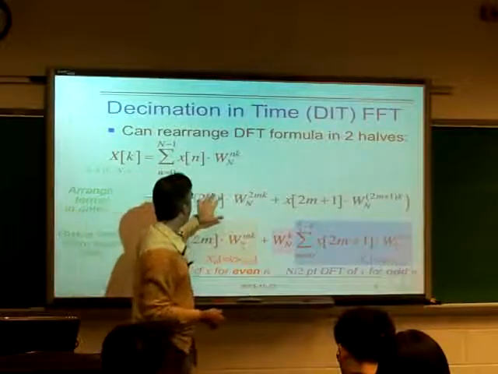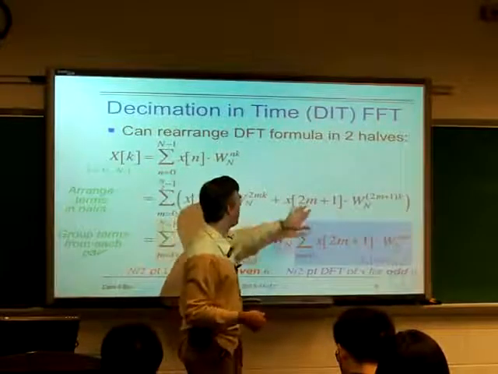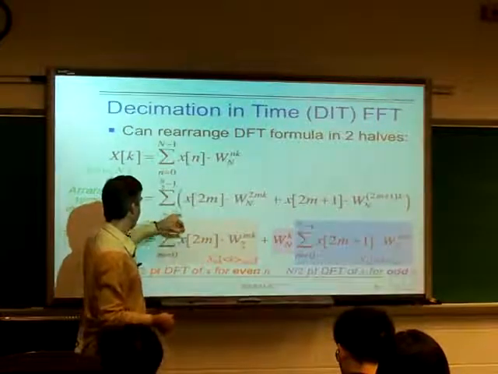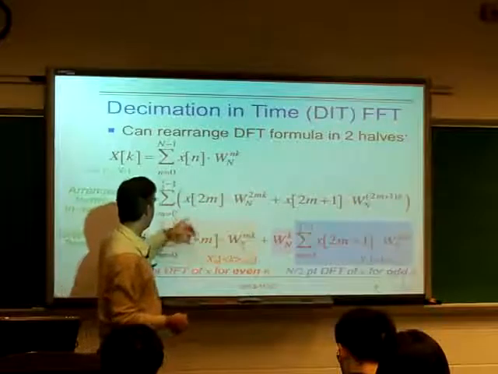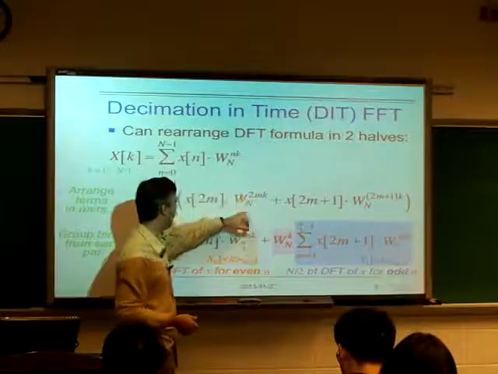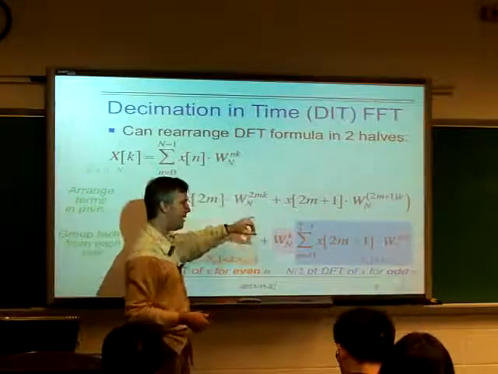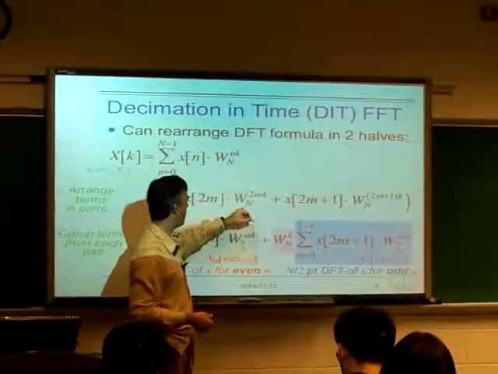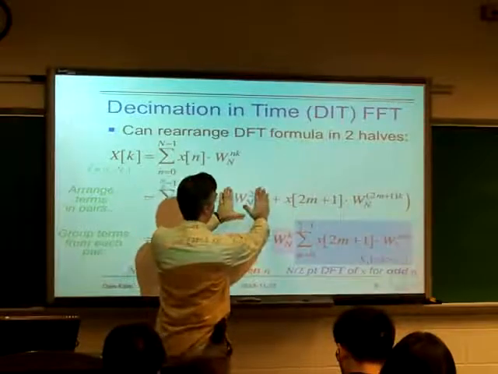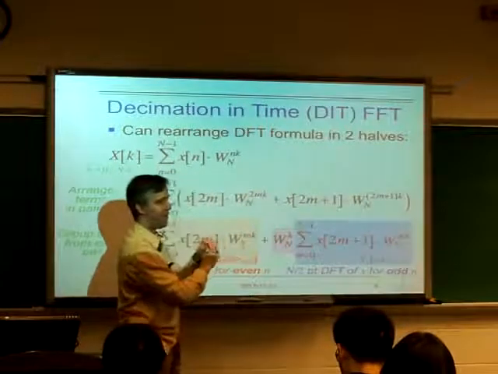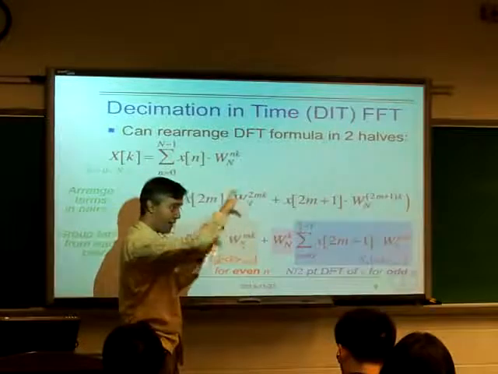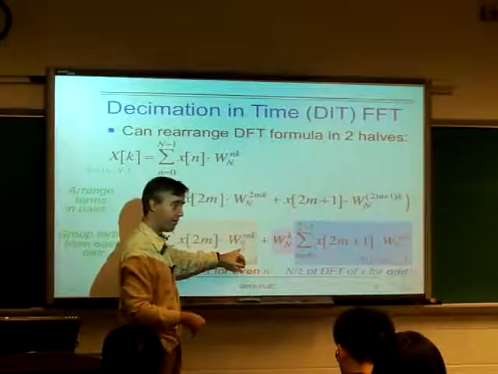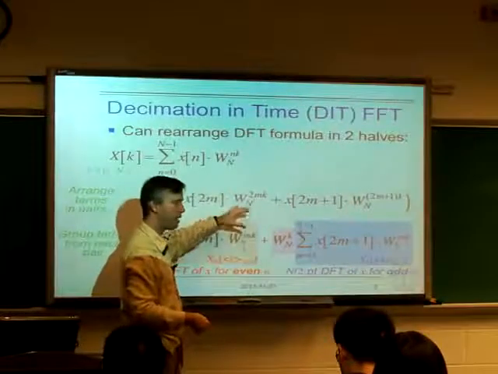But now I can think of all these terms summed up and then all of these terms summed up separately. So all of these terms are just what they look like, x of 2m, W_N to the 2mk. But W_N is e to the minus j 2 pi on N. So W_N squared is the same as 2 of those little 1 on N revolutions. So it's actually W_{N/2}. Right? We've sort of hidden that because we've not written out what it is.